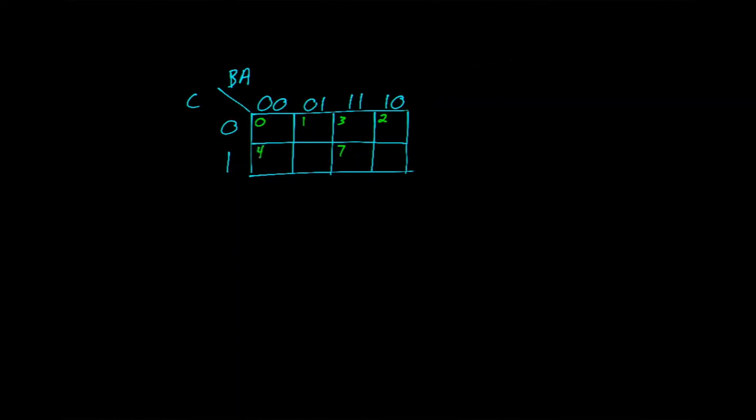Continuing on, 4, 5, 6, and 7. Let's see if this is indeed 6. So 6 would be C, B, A0. So 4 plus 2 is 6. If you rewind this video a little bit, you'll find that we wrote an equation like this. And we simplified it, and we said that F is simply equal to B0.